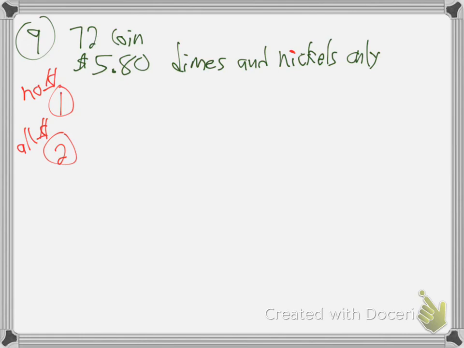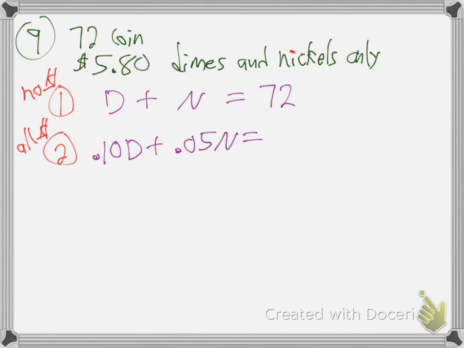How are we doing? Those working out? Dimes plus nickels is 72. That good? Now that one's the no money equation, right? That's just treating dimes and nickels purely like objects. Adding them up, 72 total coins. And the next one, we're going to bring the money in. So you put the monetary value of dimes, 0.10 each, nickels, 0.05. Make sure not to put 0.5. I see that mistake every now and then. It's 0.05, not 0.5, right? Is 5.80. That good? Total monetary worth.